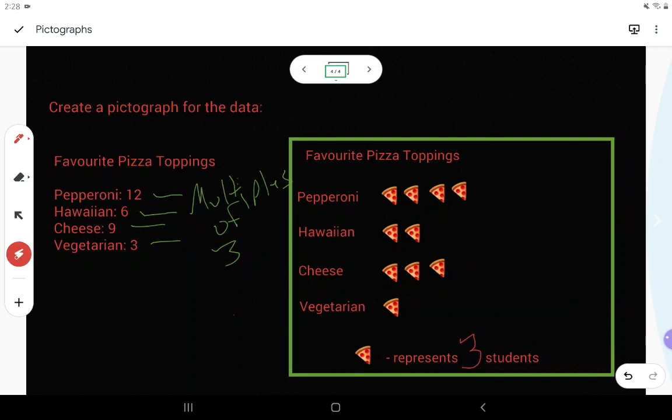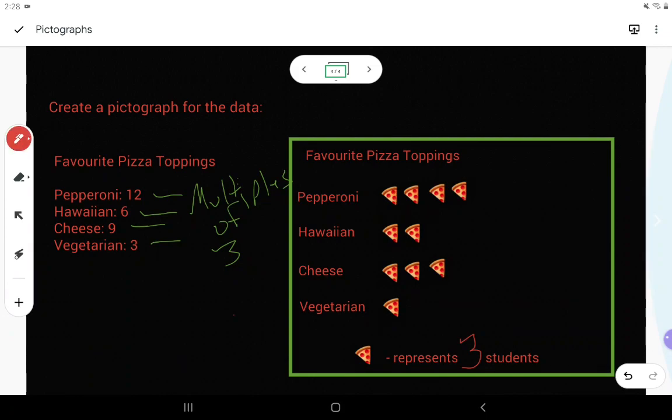So again, we can see really quickly the most popular is pepperoni. That has the most slices. That means the most students prefer pepperoni. I can see the least popular, vegetarian, right? Only the 1 slice, so only 3 students like that one. These guys are kind of in the middle, but it's easy to see which is the most popular, which is the least popular. It's very easy to count. I count each slice as 3, so 3, 6, 9, 12 total for pepperoni. So it is fairly easy to count.